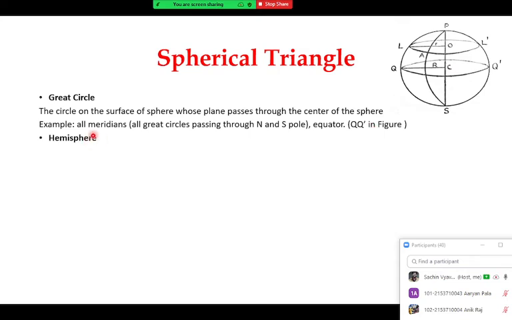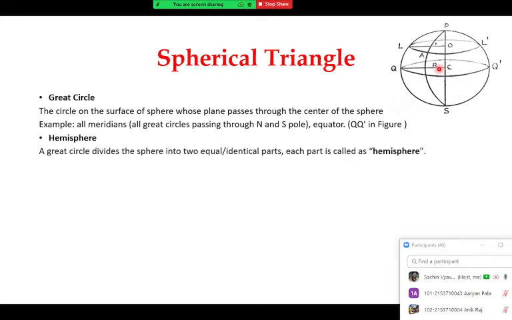There is a very simple definition of a hemisphere: every great circle divides the sphere into two equal parts, and each part is known as a hemisphere. That's one. So that is about a hemisphere.